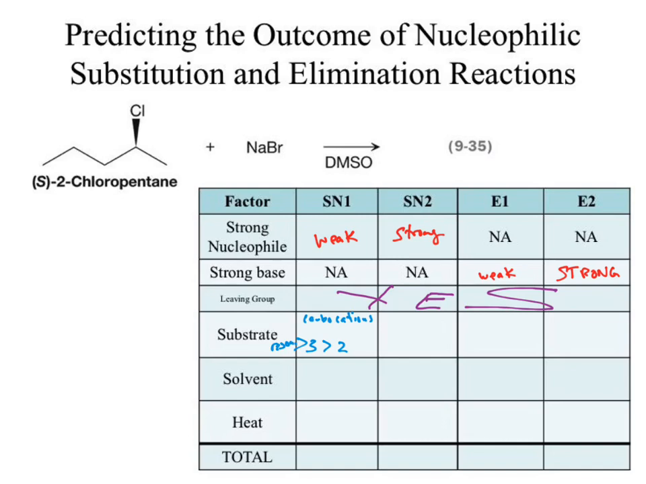SN2, what do I want? Zeroary is better than primary, better than secondary. Tertiary, not part of it. The word: backside attack. E1, what do I want? E1's going to match SN1. Resonance, more than tertiary, more than secondary. This is all because E1 gets carbocations.